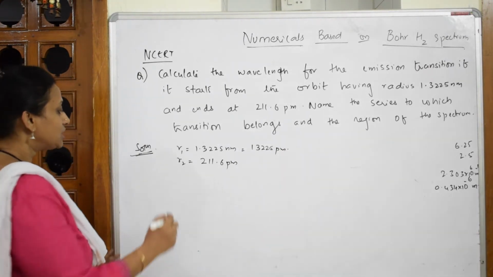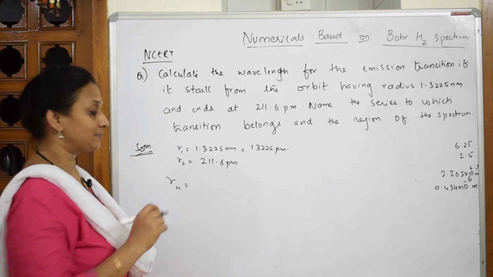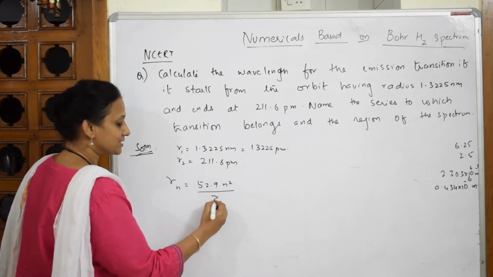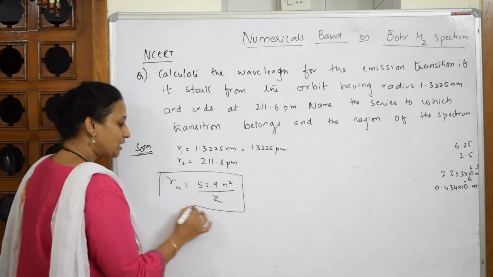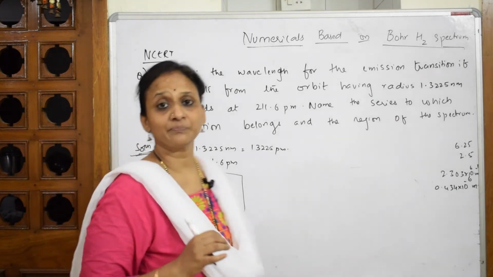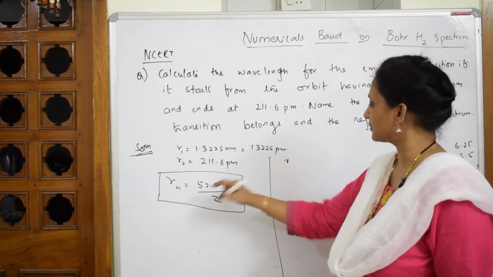Fine. Right. So now we have a formula for the radius of the nth orbit. So what is the formula? It is equal to 52.9 n square by Z. This is the formula which we have learned. Now I'm given two radii. Relate to this formula. Take the ratio. How to do this? It is nothing but, see here.